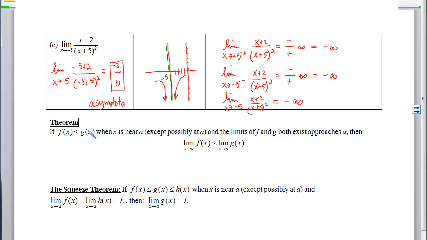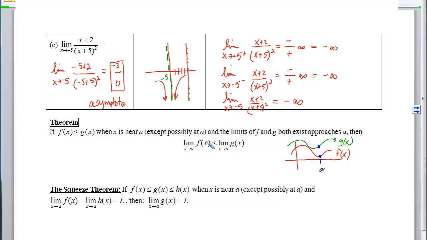always less than or equal to the outputs of G when x is near a, and the limits of both F and G exist at a, then the limit of F is going to be smaller than the limit of G. So graphically, that tells us if we have an F function that is underneath a G function, then computing a limit at any value of a on G and F will end up with a limit on F that is smaller than the limit on G. So hopefully this kind of makes sense.